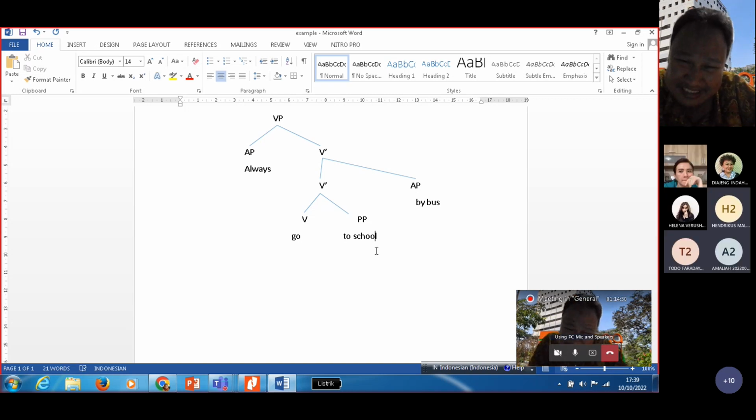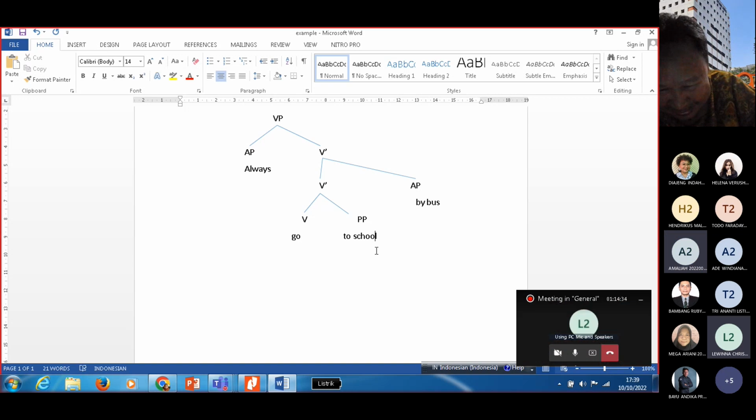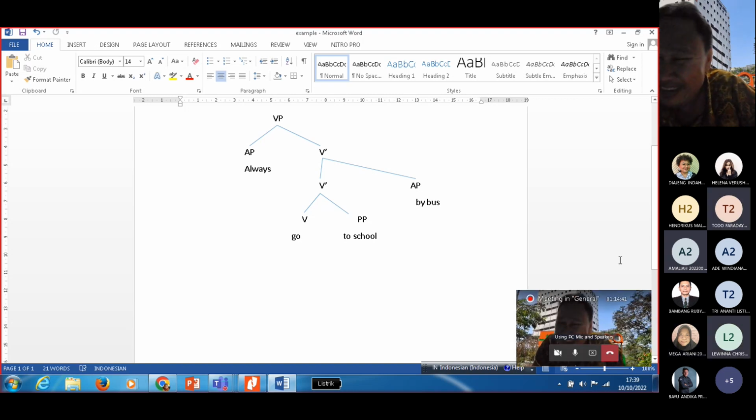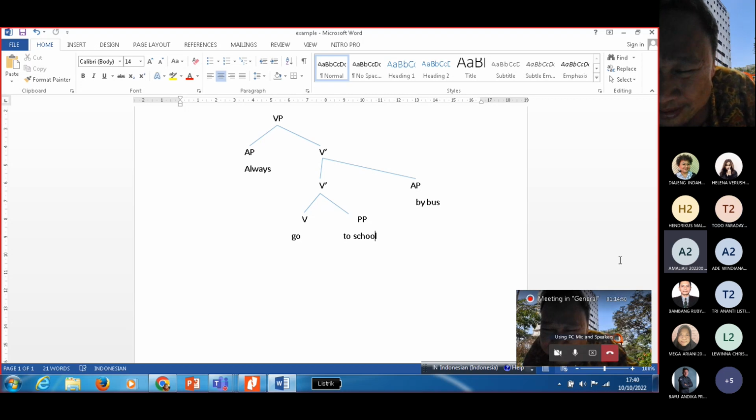For our assignment, do we need to put a triangle for PP and AP? If you want to put a triangle, it's fine. If you don't, it's also fine. Later on we will draw the complete structure. For now, for the assignment, we have not really talked about the complete structure yet. Okay, thank you, sir.